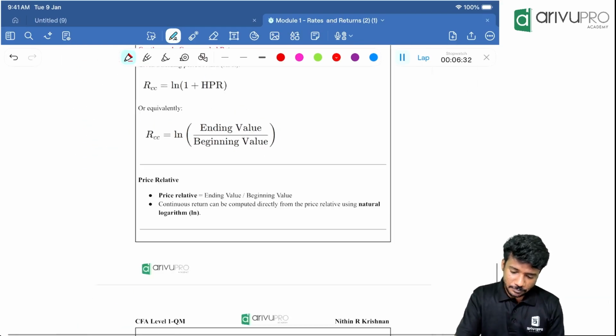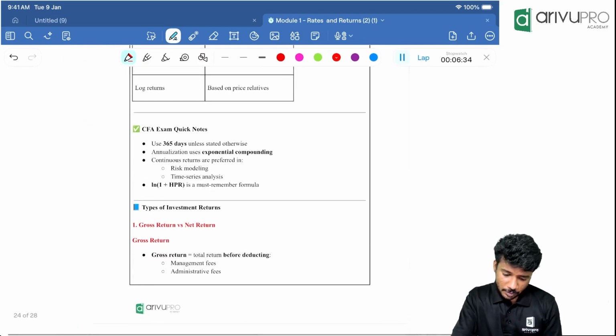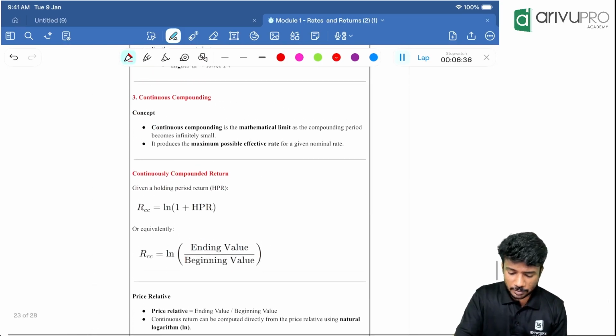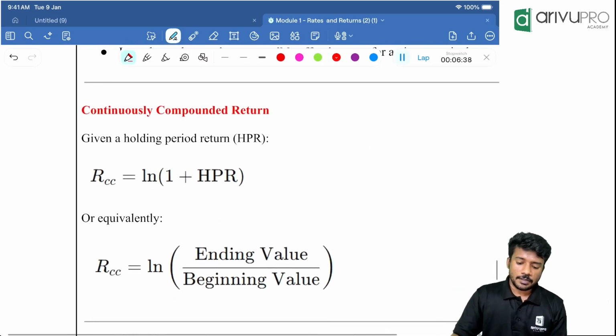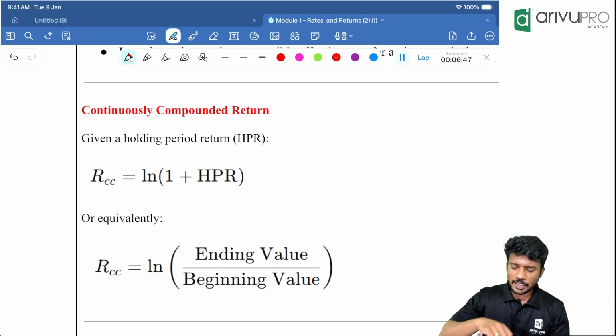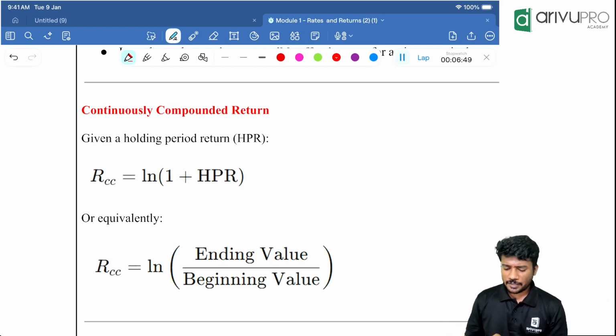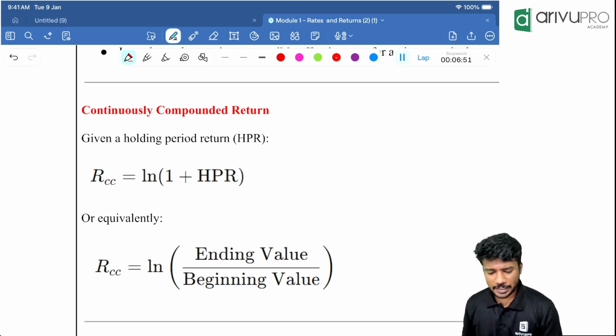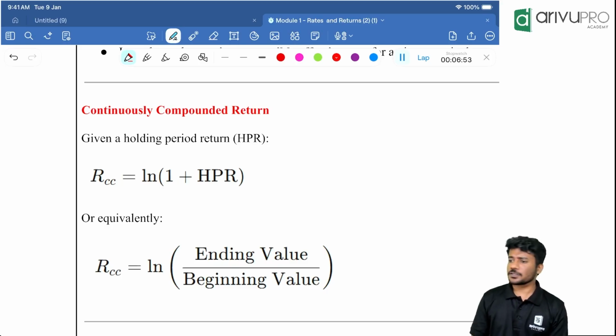Yes. The basic one, I'll take you through it in 1 second. You can make a note of it. The rate percentage of continuous compounding is nothing but the natural logarithm of 1 plus HPR, or we can write it as ending period value divided by beginning period value. We will solve 2 questions based on both the cases. Okay, make a note of it.